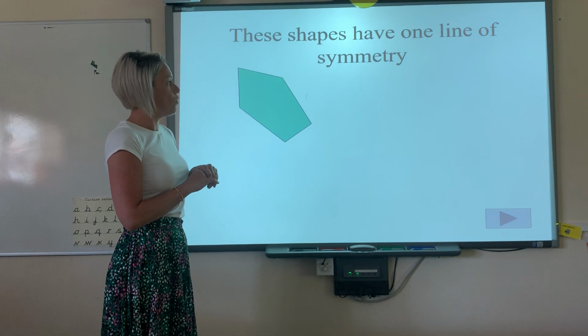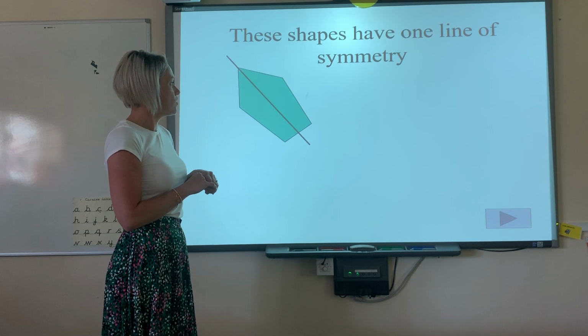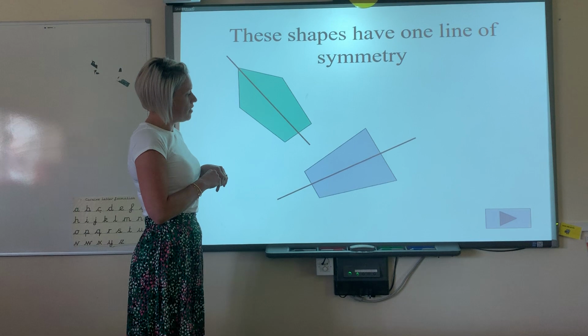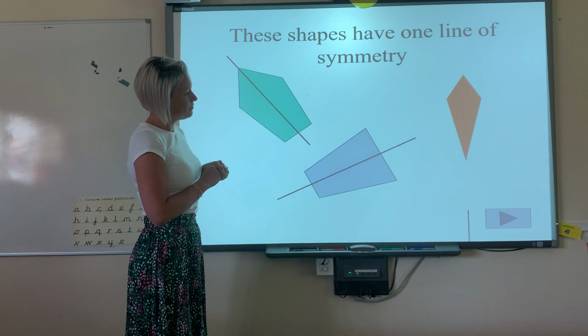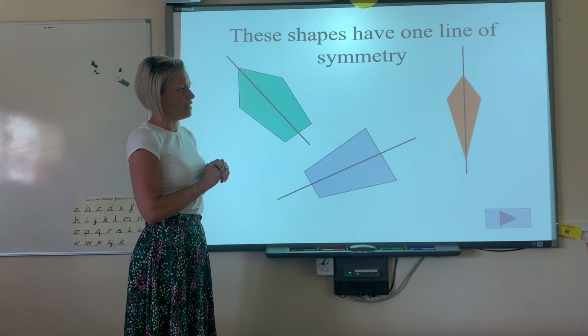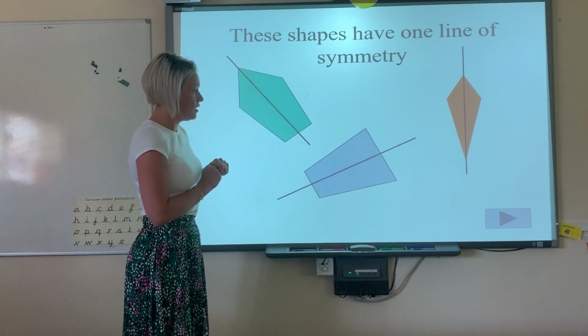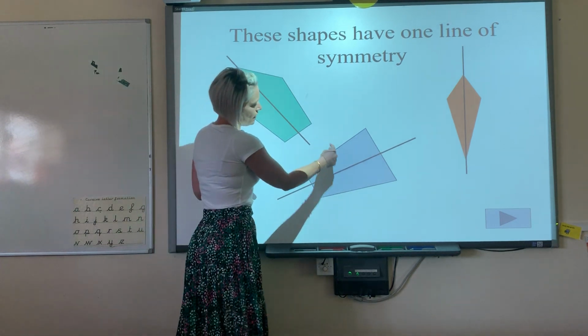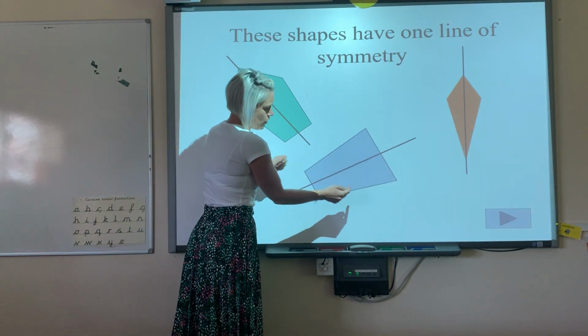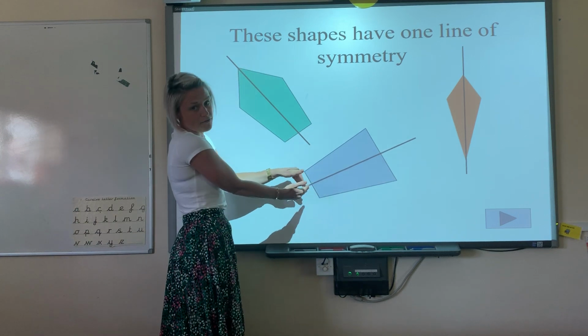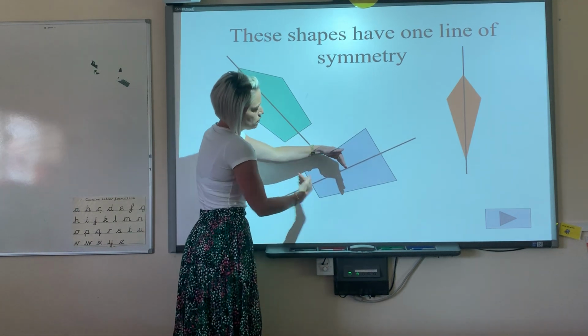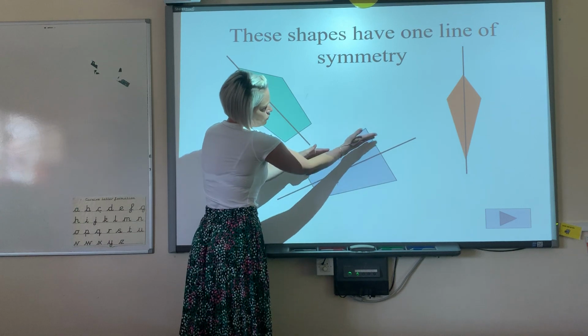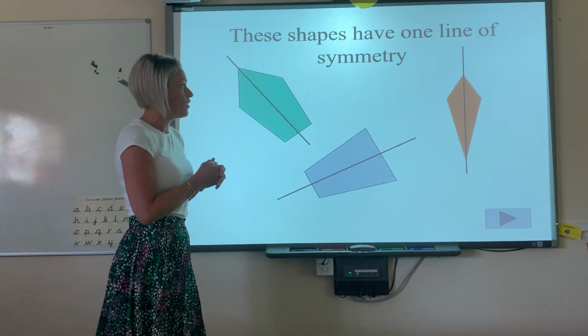These shapes have one line of symmetry. So we've got a pentagon, a quadrilateral and a kite, and they've got one line of symmetry. And if you put one here, some of you might think there might be another one there, but you can see that this side here is a bit narrower than the bottom, so if you folded it that way, then it wouldn't fit exactly over the top.